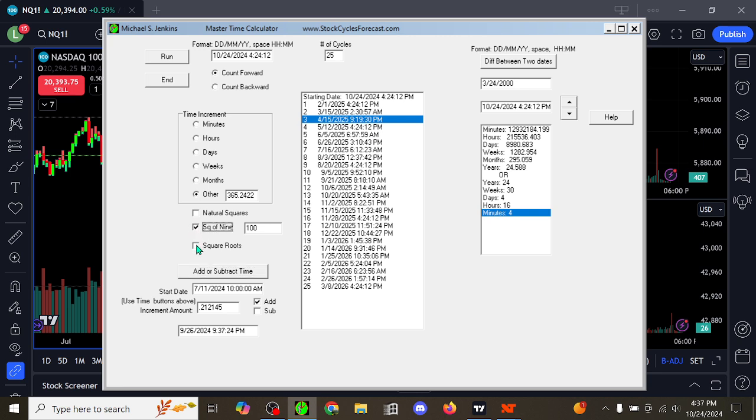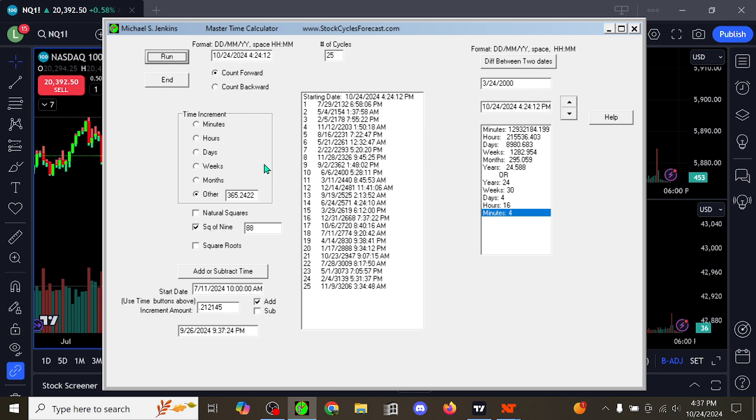I don't use square of 9 as much because I'm more a visual person. So I don't know exactly what changing the value here for square of 9 means. As you'll see though, I did square of 9 forward and you're seeing it's way in the future, right? That's because I'm on years. So I did 88 square of 9 years into the future. Obviously if I did minutes and we run that, you're going to get different times. So hey, maybe that could be useful for day trading, right?